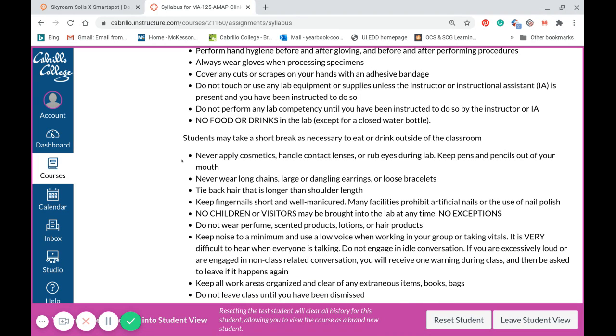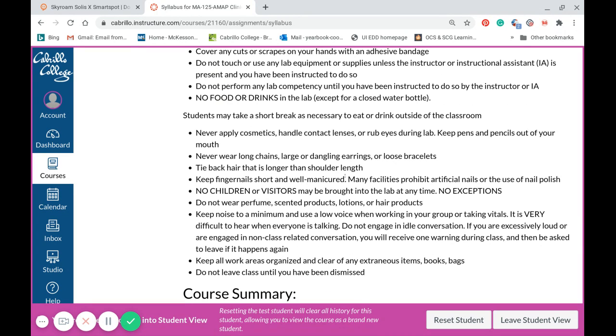Okay, we're never going to touch our contact lenses or rub our eyes during the lab or apply cosmetics. Pens and pencils should never be in your mouth. We're not going to wear long chains or necklaces, large or dangling earrings, or loose bracelets. Again, tying all our hair back. This is definitely a safety issue, as well as fingernails. Most facilities prohibit artificial nails, acrylics, or anything like that. And they often also have nail polish policies as well, that nail polish needs to be not chipped, and often they'll require that it's more of a neutral color.